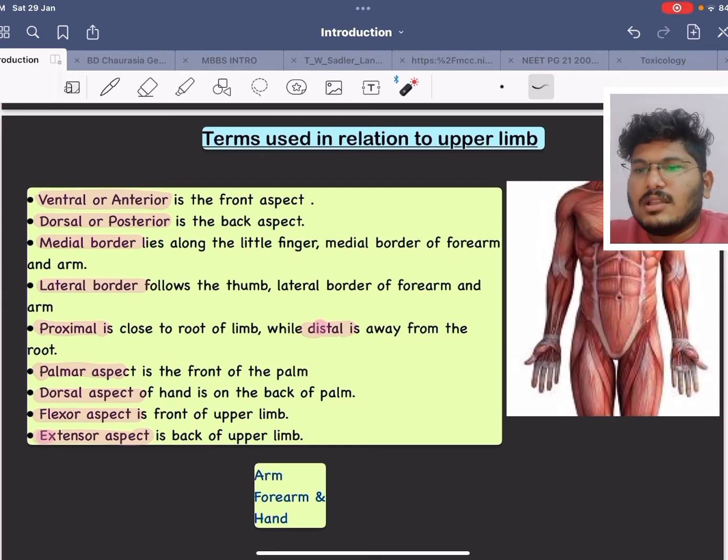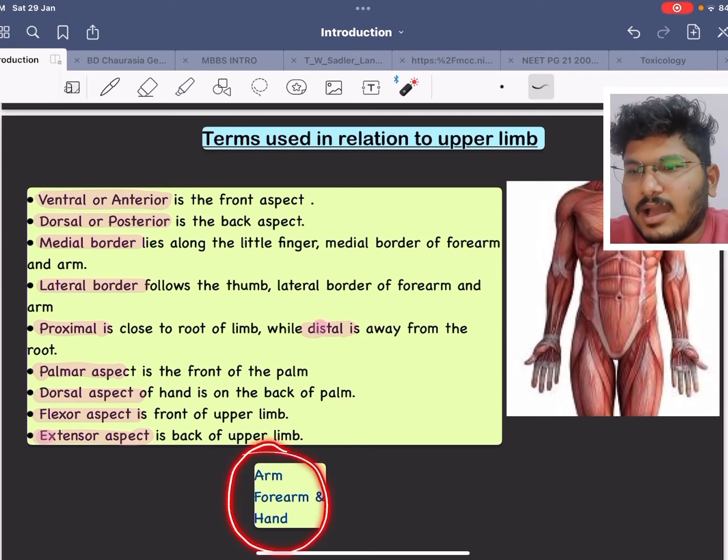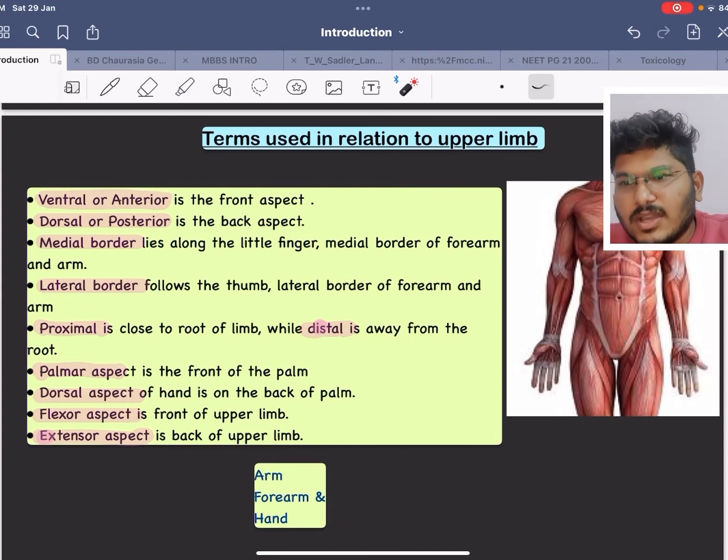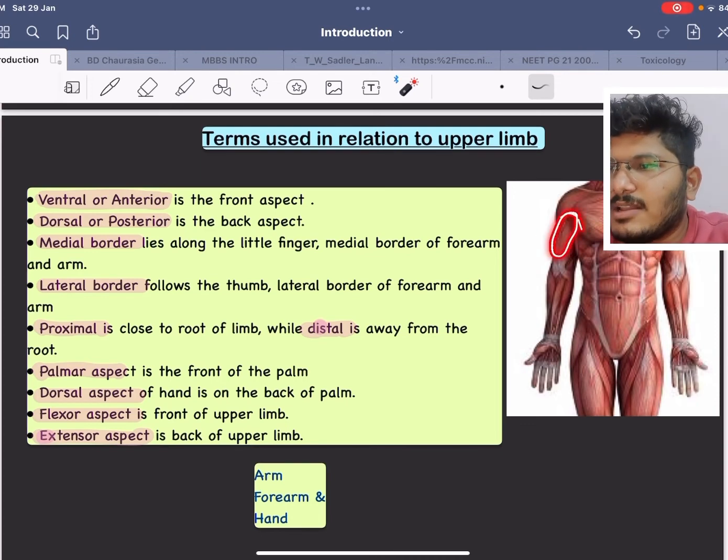Another thing I want you to remember regarding arm, forearm and hand, as I already told you: the term hand is not synonymous with the complete upper limb. So the upper limb has three parts. The proximal part of the upper limb is called the arm. Something more distal is the forearm, and what is more distal is the hand.